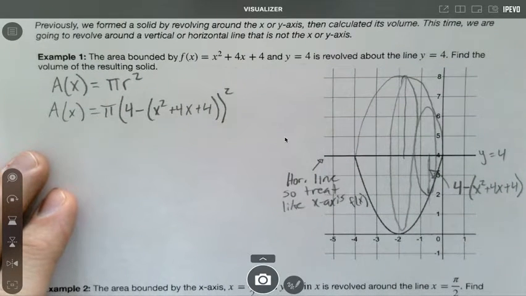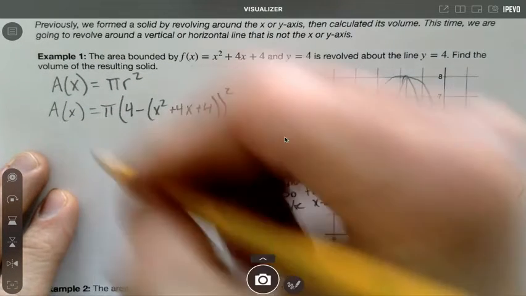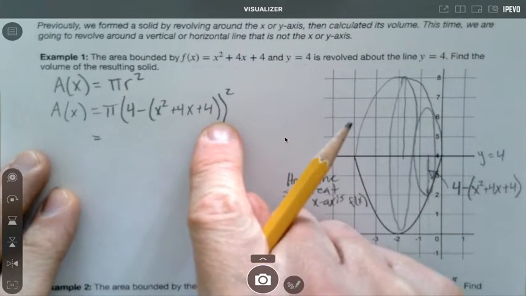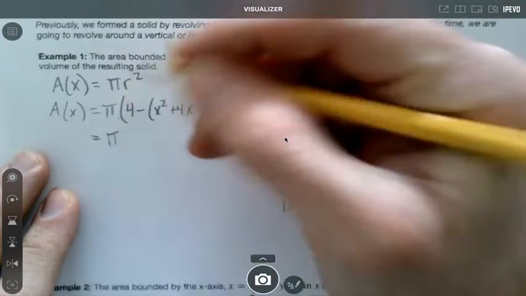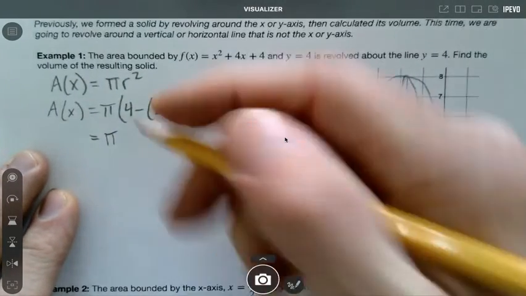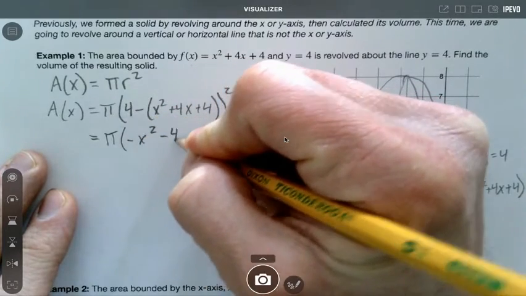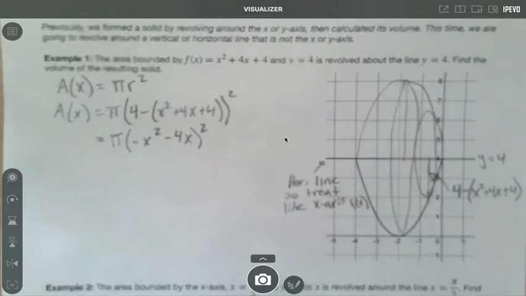And now I can use it to calculate the volume. One thing I would note here is this kind of sets you up for quite a few errors, where this isn't a hard thing to simplify. If I did 4 minus all of this, my 4's would end up canceling. And that would leave me with negative x squared minus 4x squared, which is a lot easier to end up plugging into my calculator.